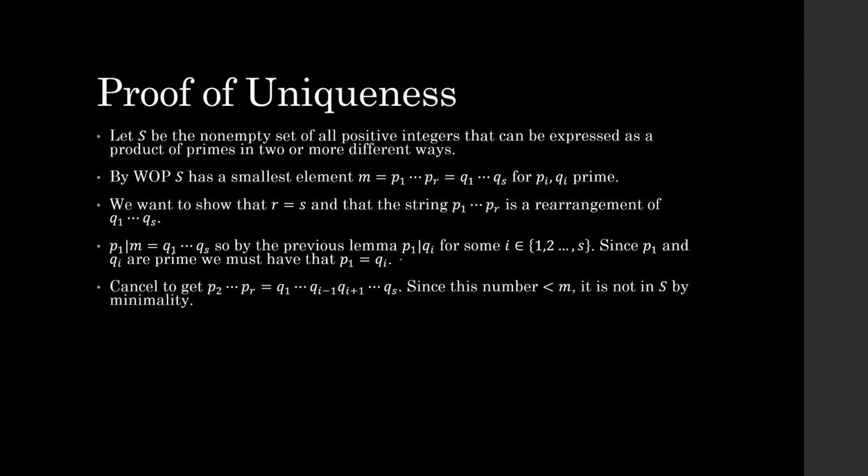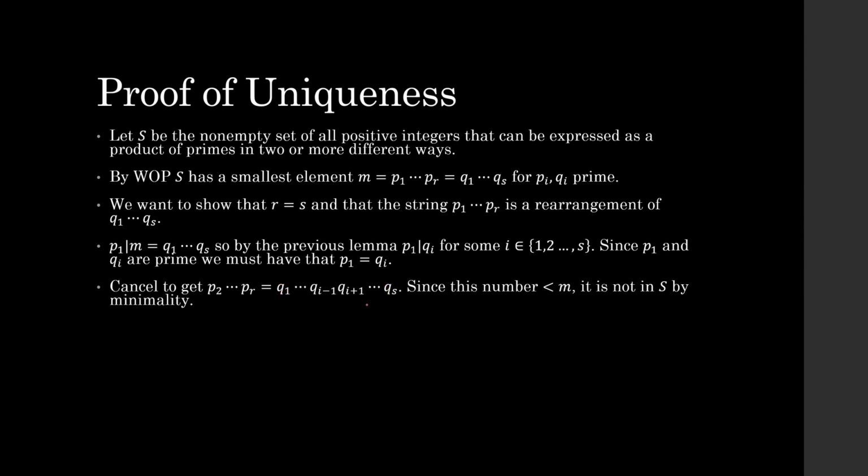So if P1 equals QI, we can cancel them from this product here to get P2, so we've canceled P1, times P3 times P4 all the way to PR, is equal to Q1 times ... all the way to Qi minus 1 times Qi plus 1, so I've removed Qi, and then we keep multiplying until we get to Qs. And don't get confused here: I is not equal to S or 1. We could not have just this Q1 or this Qs. I is a general number in 1 to S. This is just so I can represent it easily.